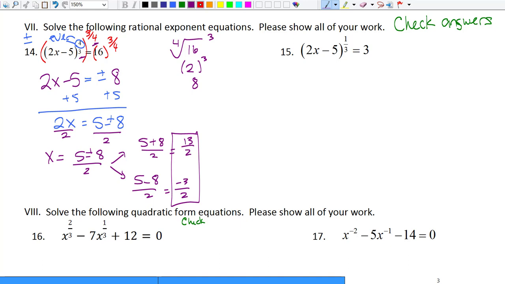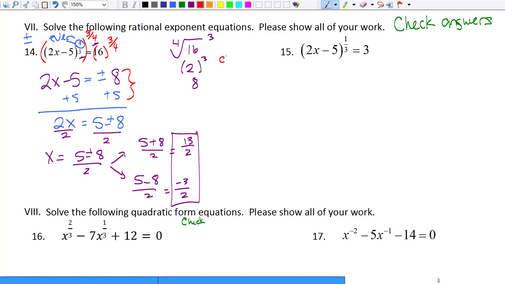One common mistake students make is right here. They have plus or minus 8 plus 5. I think the easy thing to do is just put the 5 in the front and the plus or minus 8 in the back. But sometimes they'll take 8 plus 5 and get 13 and put plus or minus 13, and that's wrong. 5 plus 8 is 13, but 5 minus 8 isn't negative 13. So just be careful that you're not trying to do too much in one step, okay?